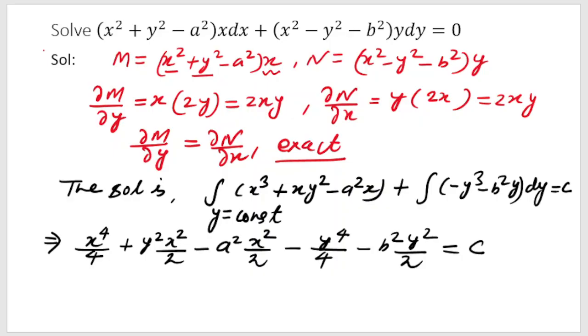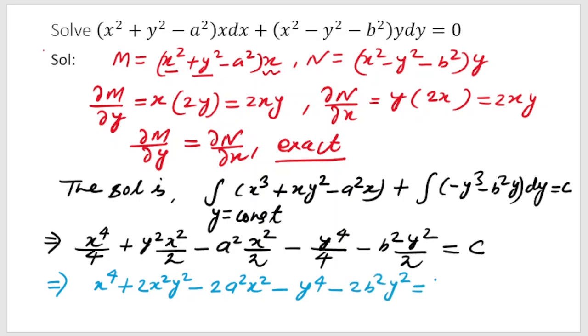This can be left as the solution, but since we want to make things look beautiful, yes or no, beauty should be appreciated. So to make it look better, we can multiply the whole expression by 4. So I will get x to the power 4, and here I will get 2 times x square y square. Here I will get 2 times a square x square, minus y to the power 4, and minus 2 times b square y square, and is equal to 2c. So for 2c I write another constant, that is k, where k is equal to 2c. So what I have got is the solution for this differential equation.